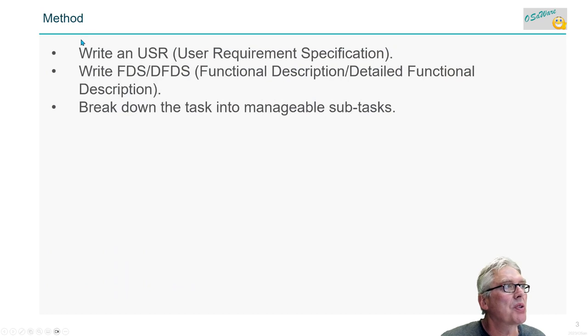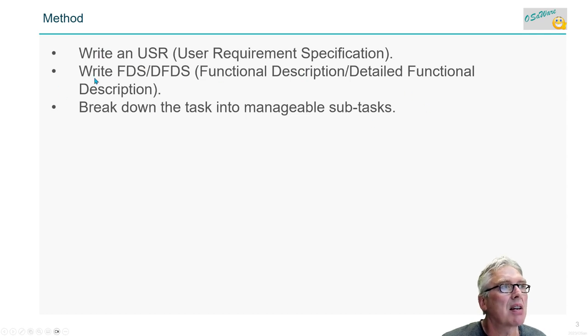So what you should do is write a user requirement specification. The software you're going to produce or write, what is it the user needs, or what requirements does he have to set? How should it work? How should it be maintained, and so on? And then you have to write an FDS, a function description and/or detailed function description, where you describe how you are going to meet this user requirement specification.